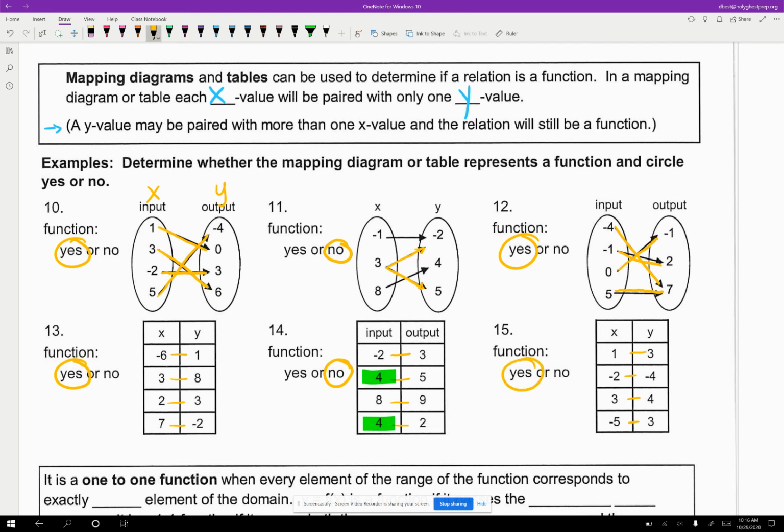So yes, we're good. If you are a little concerned because you saw the 3s twice on the y side, that's okay. Remember, y's can be repeated, x's cannot. So you're only worried about the x values when deciding if it's a function or not.